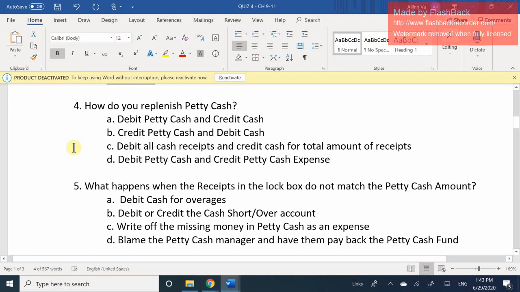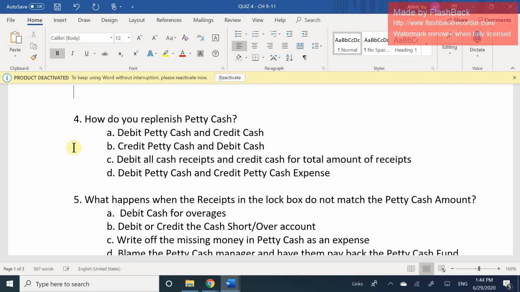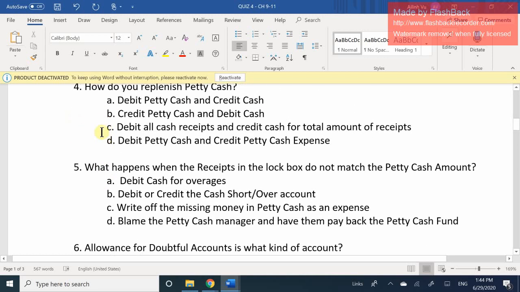Number 4. How do you replenish a petty cash fund? A, debit the petty cash fund and credit cash. B, credit petty cash fund and debit cash. C, debit all cash receipts and credit cash for the total amount. Or D, debit the petty cash fund and credit petty cash expense.